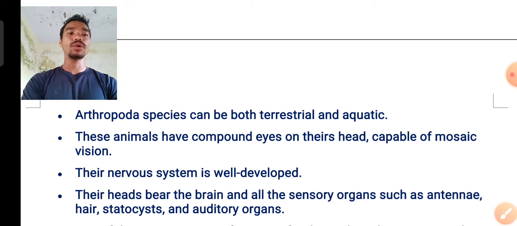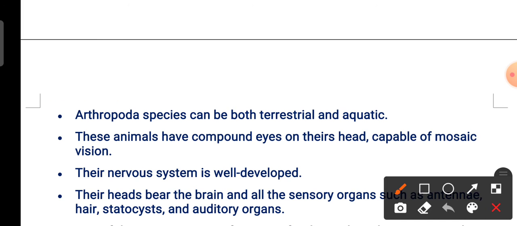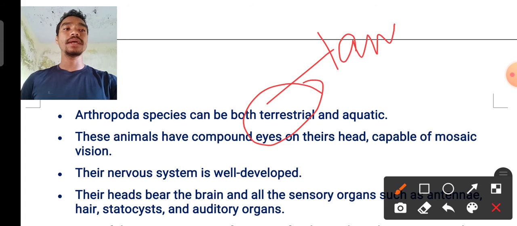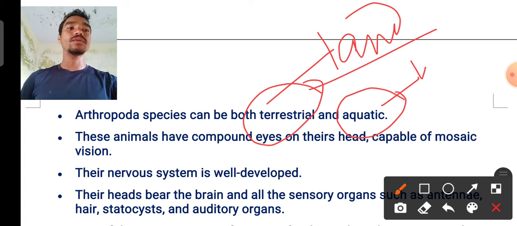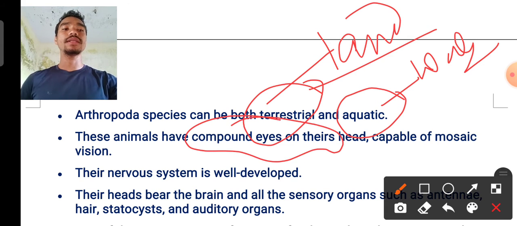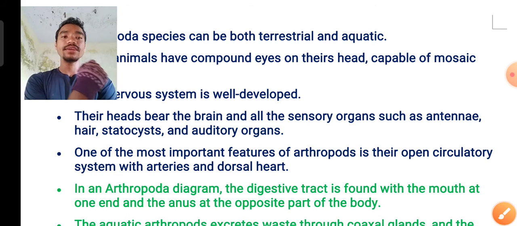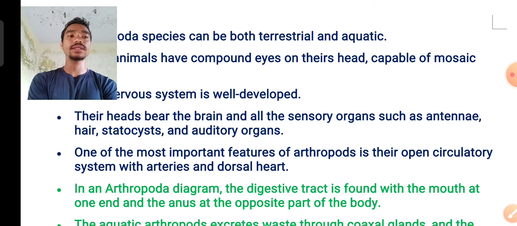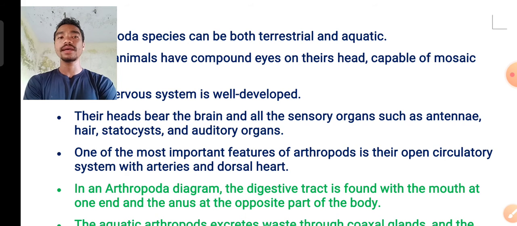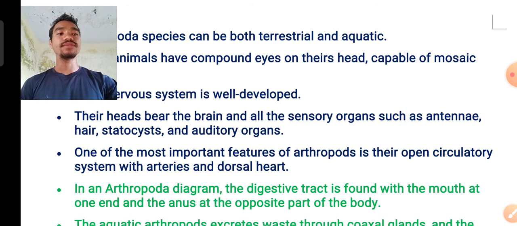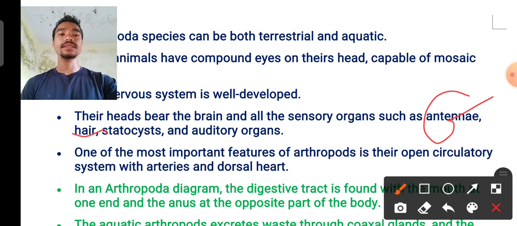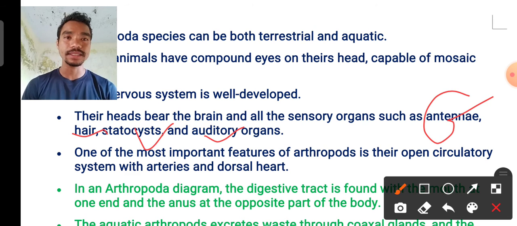Arthropod species can be both terrestrial and aquatic. You know that terrestrial means animals living on land, and aquatic means animals living in water. These animals have compound eyes. We have simple eyes, but they possess compound eyes, capable of mosaic vision. This type of vision is called mosaic vision. The head has the brain and all the sensory organs such as antennae, hairs, statocysts, and auditory organs. These are all present.